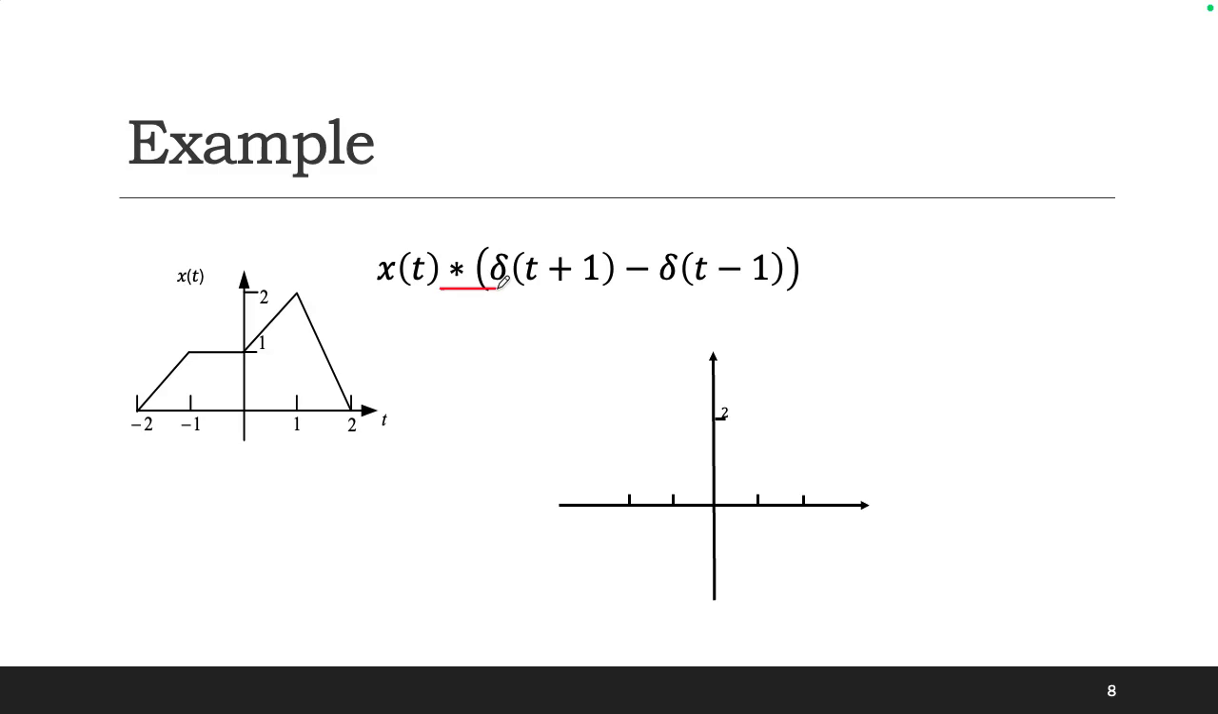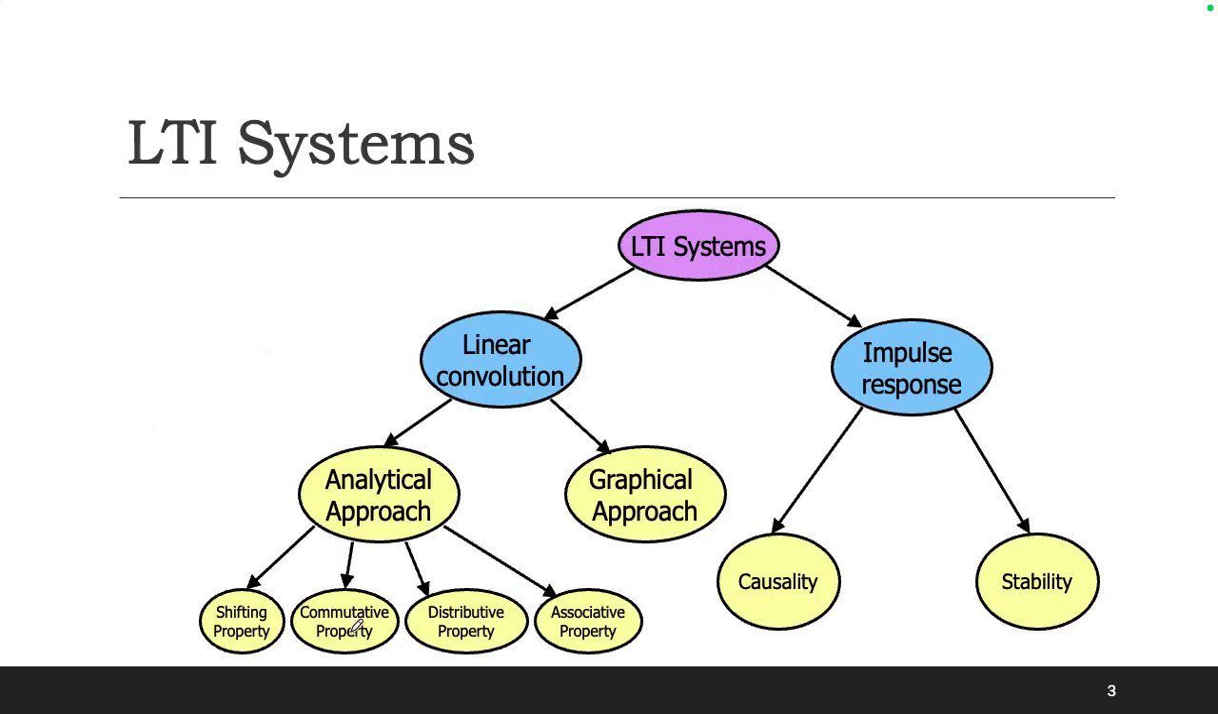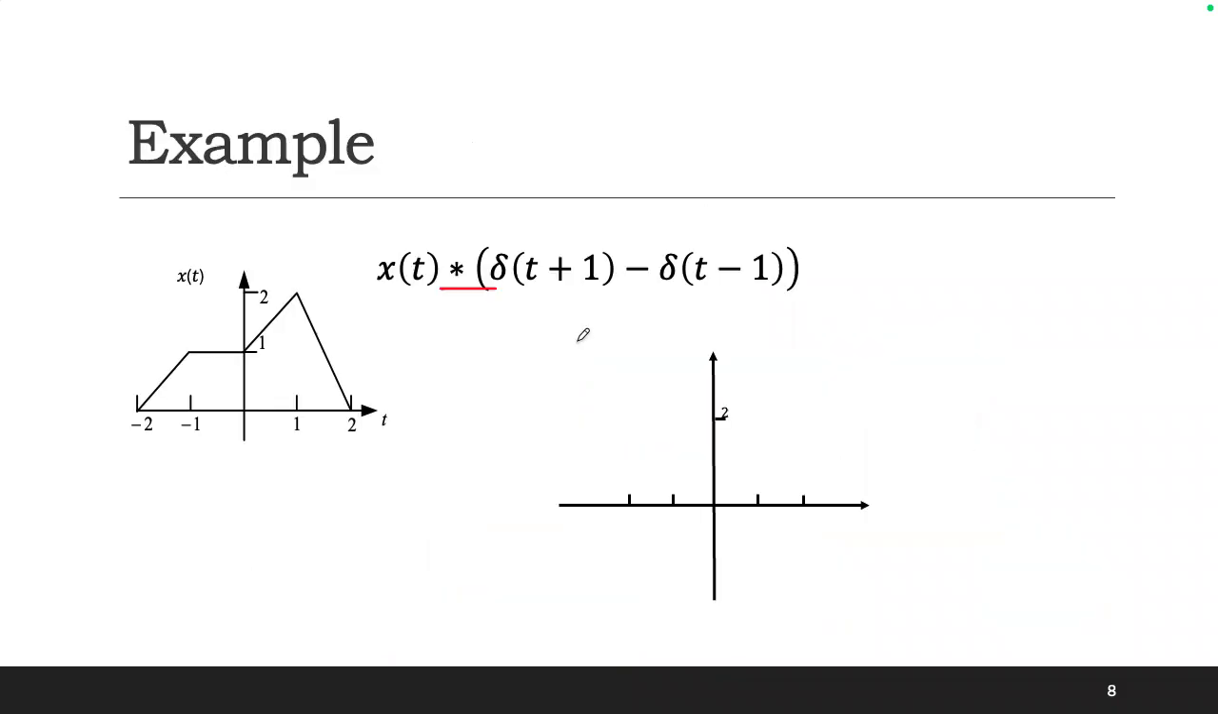Yeah, let us review the properties. Here, the properties are shifting, commutative, distributive, and associative. For this step, what property do you think we will use? Shifting? Yeah, it's shifting. You can use the shifting property to get this equation, and if you have this equation, you can easily get the whole result.